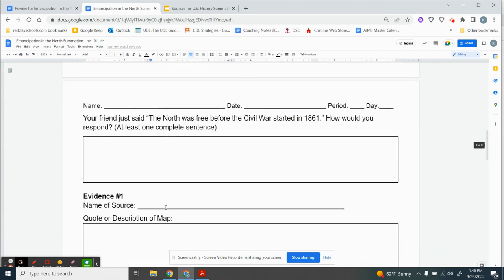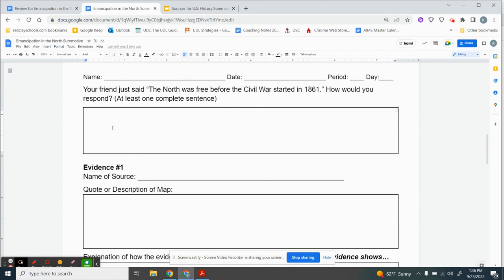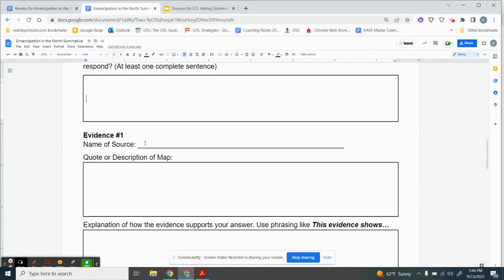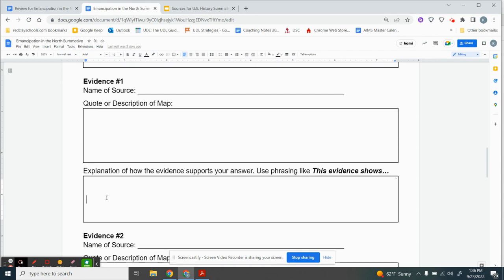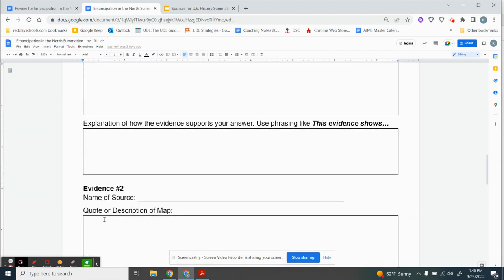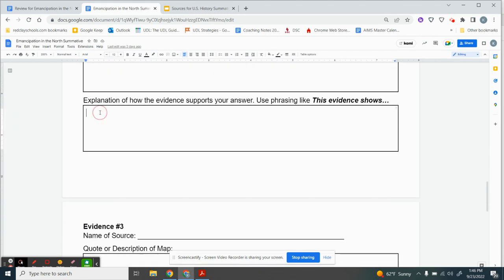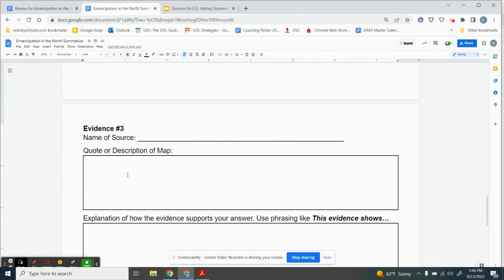So here is where you'll do the writing. You'll write your response to whether or not the North was free here. Then you'll provide the name of your source, a quote from your source or a description from your source here, and then your explanation. Name of source, quote, explanation, name of source, quote, explanation.